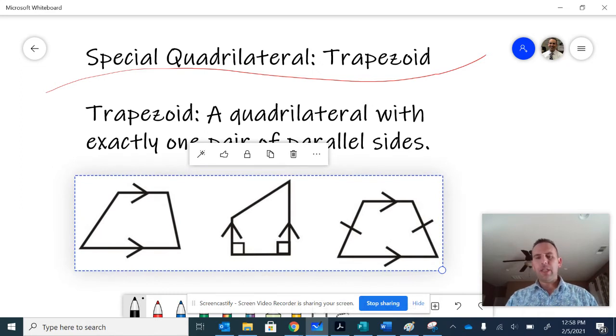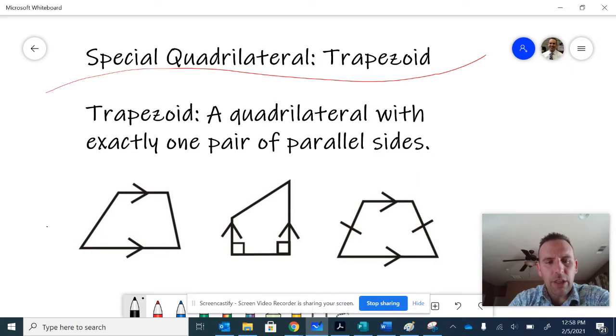Okay. Notice in the three examples below that we have exactly one pair of parallel lines. In the first picture, we have the top and the bottom of the trapezoid are parallel, here and here. Okay, that's called a trapezoid.